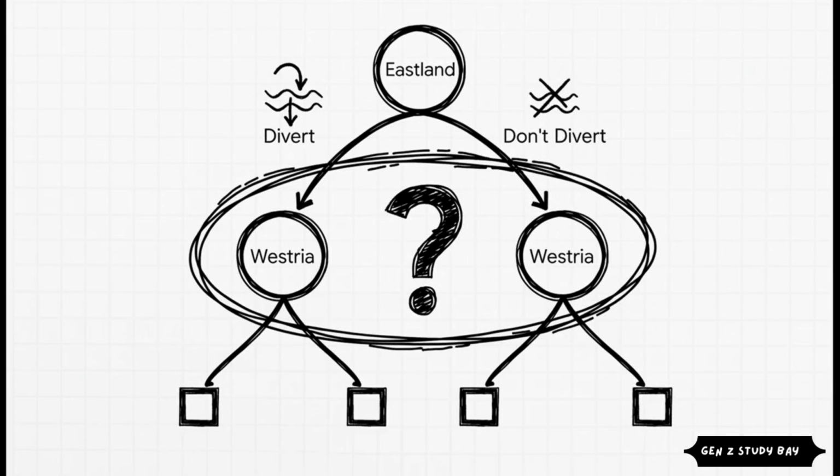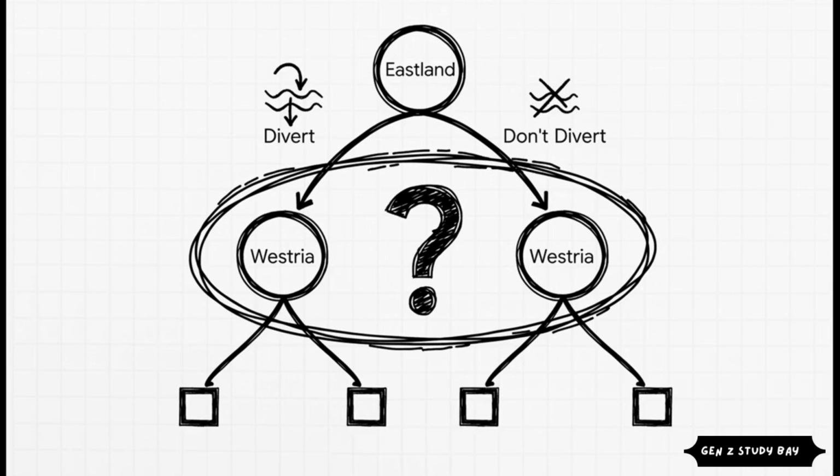And here is exactly what that looks like. This is our water game again. We've drawn it as if Eastland moves first. But do you see that oval shape drawn around Westria's 2 decision points? That's the information set. It's a visual cue that tells us when it's Westria's turn to choose, it has no idea whether it's on the top branch, where Eastland already chose to divert, or the bottom branch, where Eastland didn't.